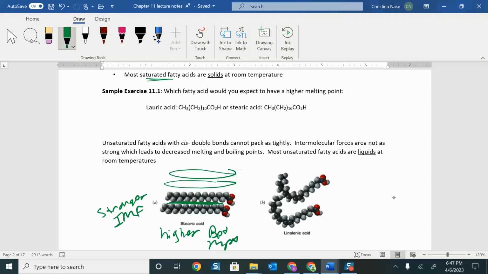So these are going to be liquids, like your oils. A lot of oils have unsaturated fats in them, but saturated fatty acids are more like a solid at room temperature, like lard versus oil. So this would be like an oil over here, and we'll talk more about that in a second. The saturated ones are going to pack tightly. The unsaturated ones are not going to pack tightly.